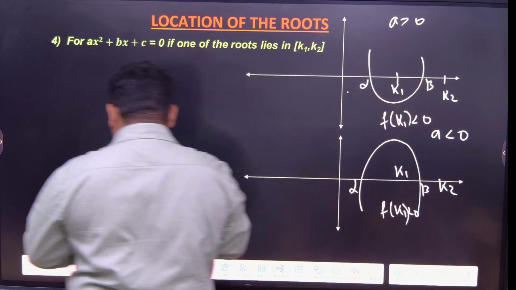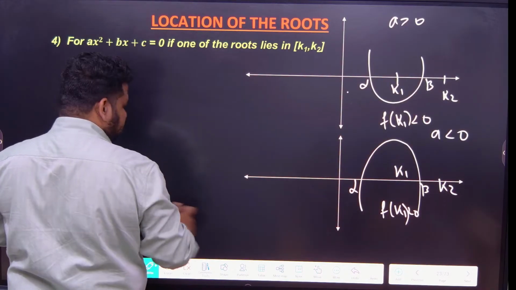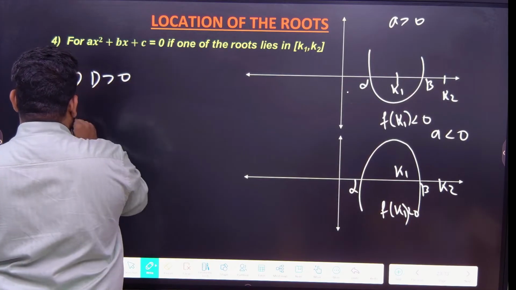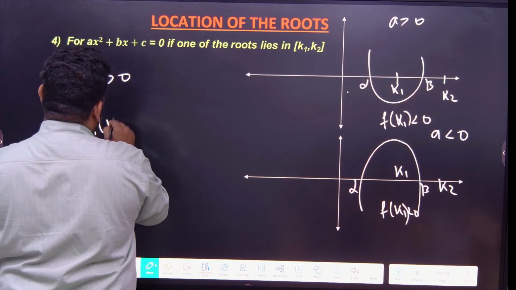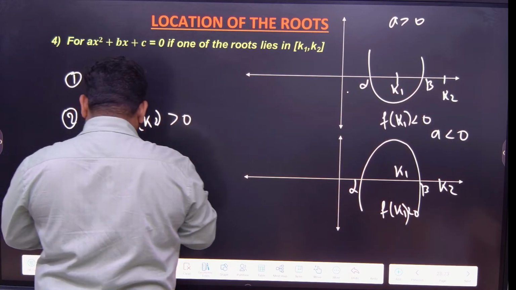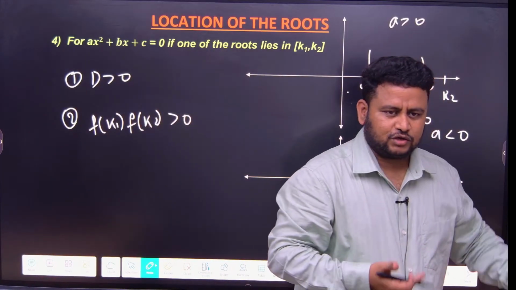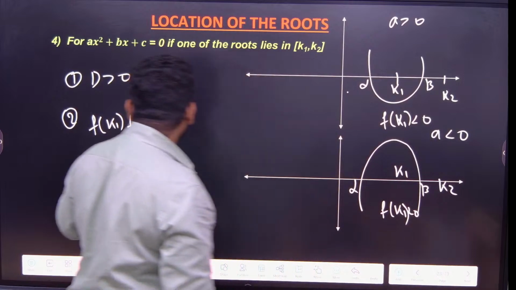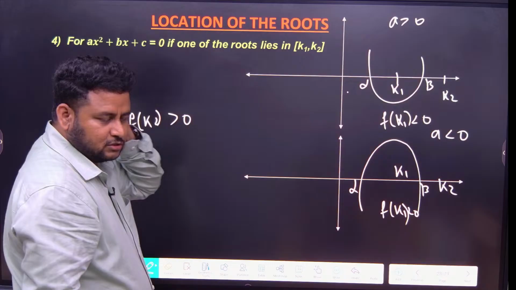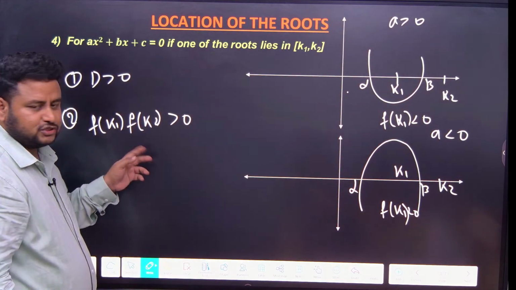So what should you do? The conditions which you have to remember are: D should be greater than 0, first condition. Next, the product f of k1 into f of k2 should be greater than 0. Why? Because f of k1 and f of k2 both will come negative, so minus into minus will become plus. So for this, D should be greater than 0 and f of k1 into f of k2 should be greater than 0.